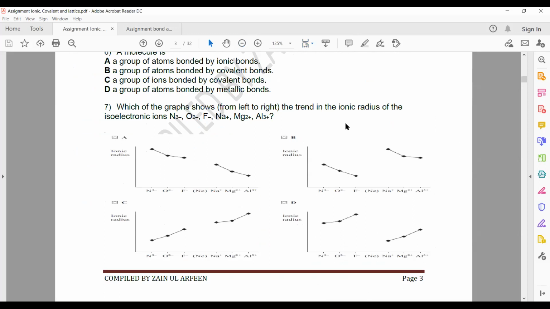Which of the following graphs shows from left to right the trend in ionic radii for these isoelectronic ions: nitrogen, oxygen, fluorine, sodium, magnesium, aluminum? What's the answer? What could be the answer for this one?